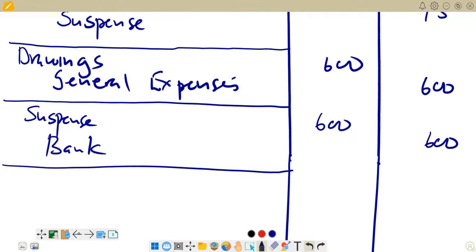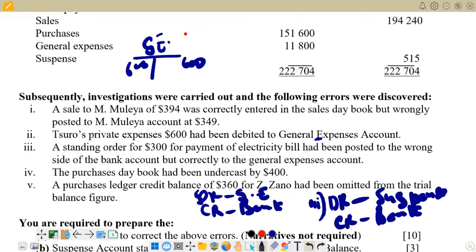Then we can check on the next error. If you come here, the next error says the purchase day book had been undercast by 400. Basically, this term undercast means a smaller figure was put. The opposite is true when you say overcast: we are saying a bigger figure than the correct figure was put. So here we've got an undercast. It means we had a smaller figure put, short by 400, and this error is going to affect only the purchases account.